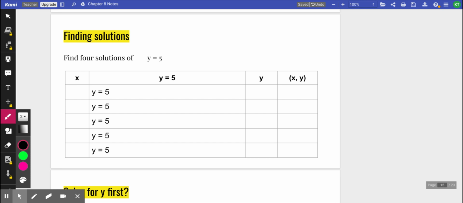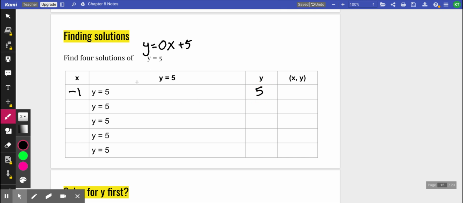Kind of a special case here. Y equals 5, right? If you look at that, you're like, well, that's not really two variables. There's nowhere to plug in x. Another way to write this is 0x plus 5, right? There's no x. So essentially, no matter what, if x is -1, y is going to equal 5.